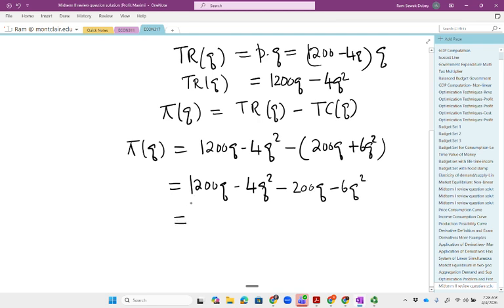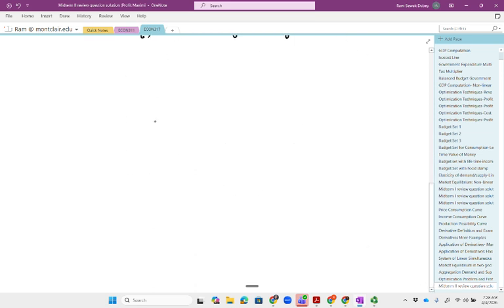Now we can collect terms. So 1200Q minus 200Q is 1000Q minus, I have 4Q square here, 6Q square here. So minus 4 and minus 6 becomes minus 10Q square. That's the profit the firm will earn if it sells output Q. And this is what the firm wants to maximize. So I will write it. Maximize 1000Q minus 10Q square, by choosing output Q, which is non-negative.